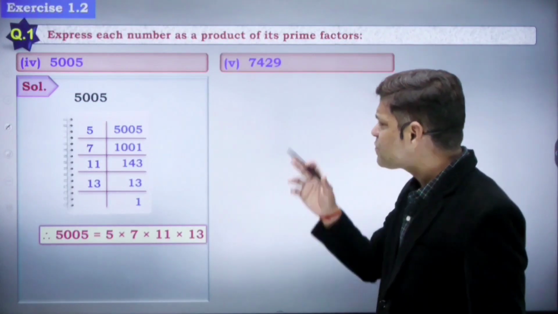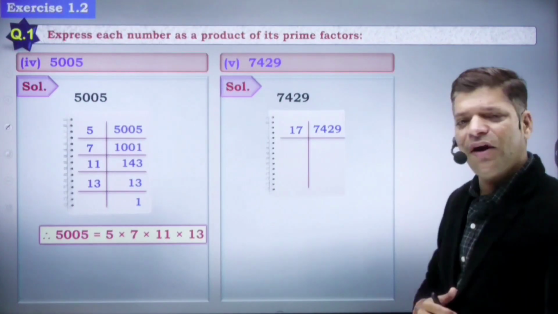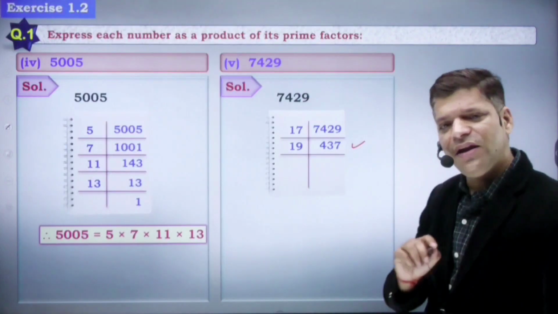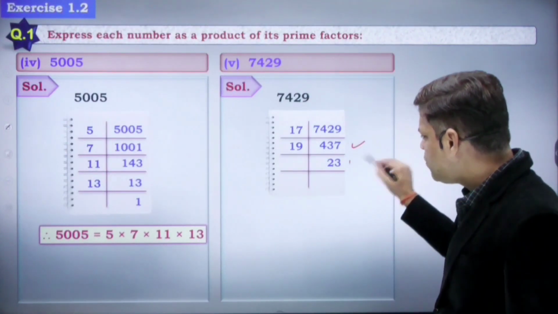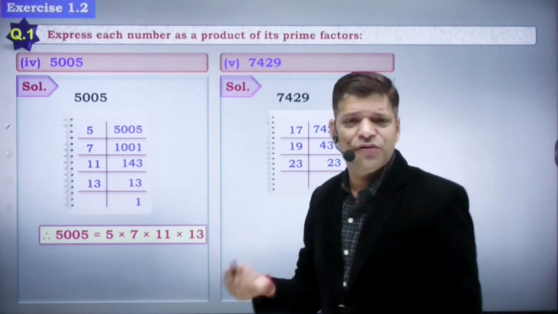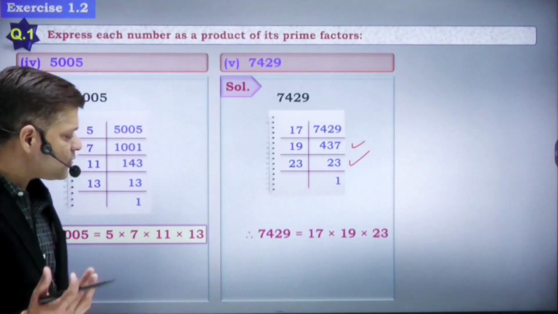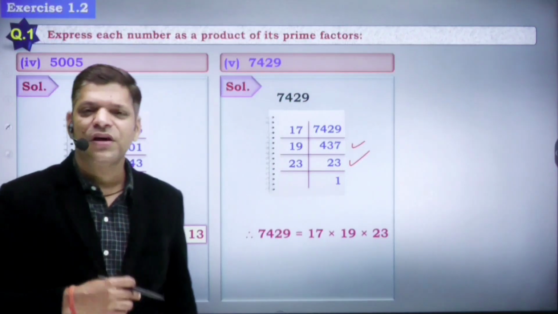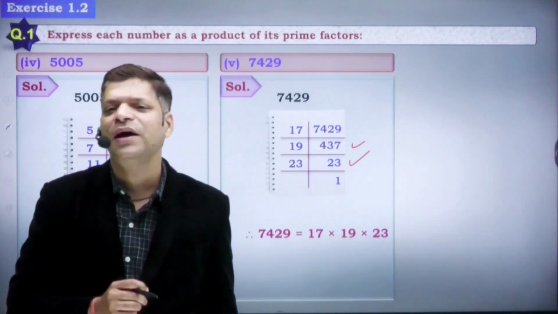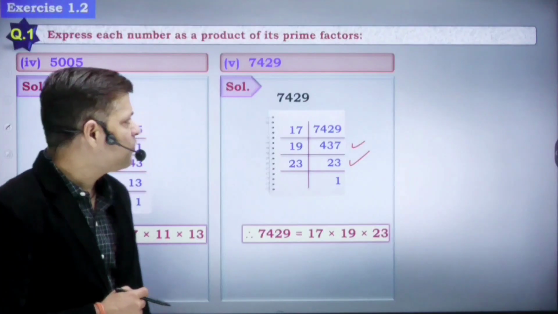The next one is 7429. So in 7429 we can see that it is first divided by 17, okay, and it will be 437, then divided by 19, then it will be 23, and now 23 is a prime number, so 23 divided by 23, then it will be equal to 1. So the prime factorization of 7429 will be equal to 17 into 19 into 23. Okay, so this is the prime factorization of 7429.